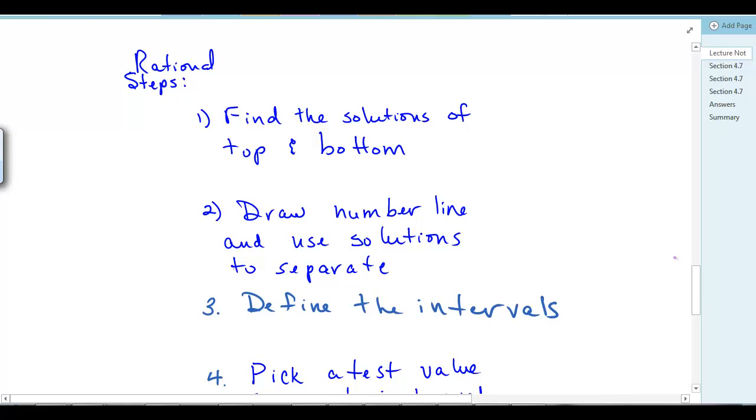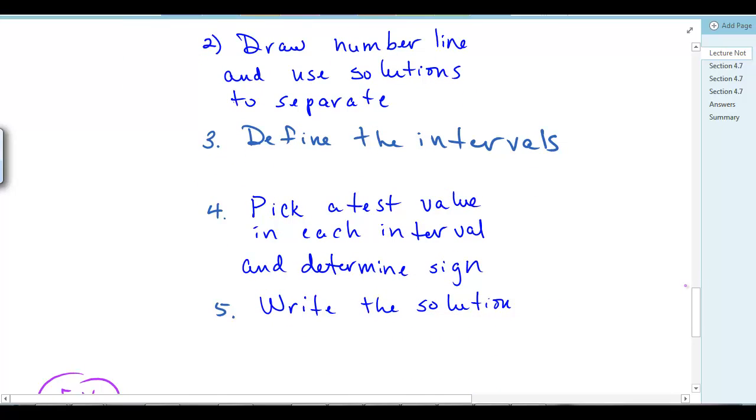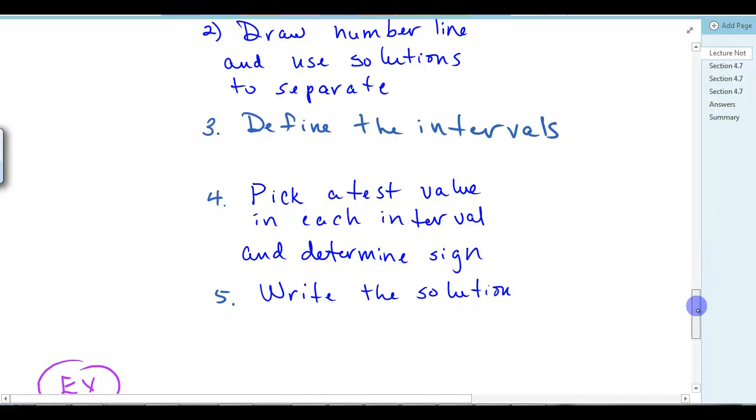Find the solutions of the top and the bottom. Draw a number line and use those solutions to separate. Define the intervals. Pick a test value in each interval and determine the sign if you plugged that in, and then 5, write the solution. So you don't have to memorize those steps, but you have to know how to use them. So let's go ahead and do this example problem so that you see what we're doing.